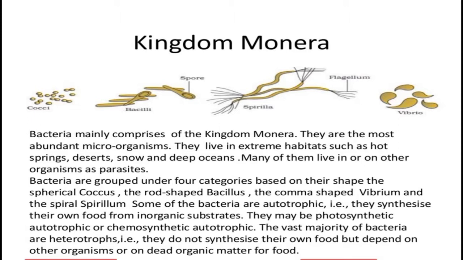The seventh characteristic of bacteria is that mitochondria, plastids, Golgi apparatus, endoplasmic reticulum, and other membrane-bound cell organelles are absent. Now, if we talk about the size of bacteria, then the size of a bacterial cell ranges from 1 to 10 micrometer in length and from 0.7 to 1.5 micrometer in width.